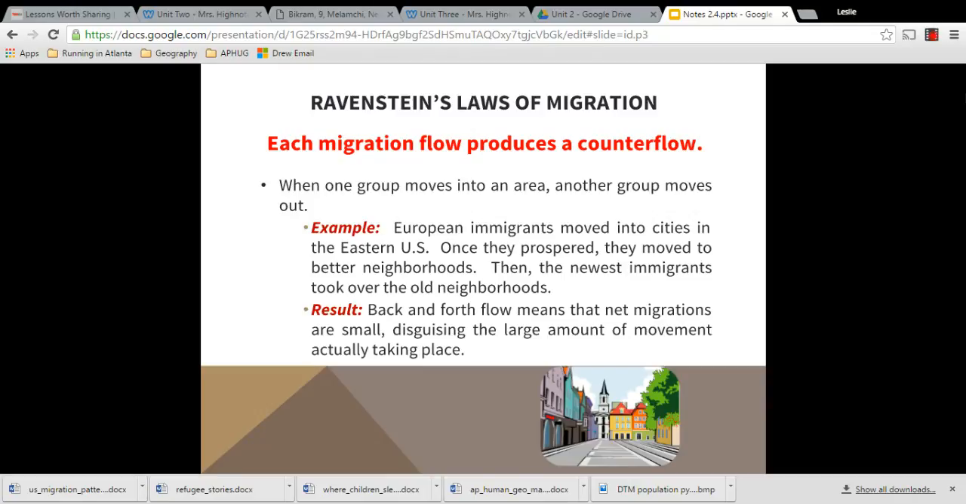So an example of this would be European immigrants moved into cities in the eastern United States. Once they prospered, they moved to better neighborhoods, and then the newest immigrants took over the old neighborhood. The result is that back and forth flow means that net migrations are small, disguising the large amount of movement that is actually taking place.